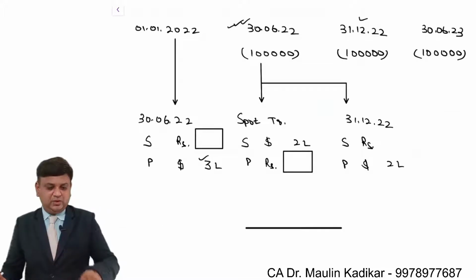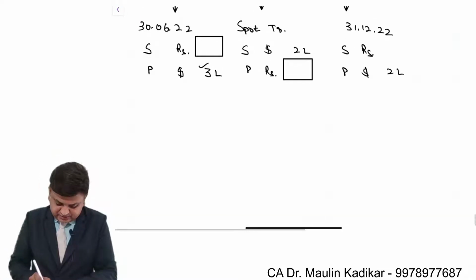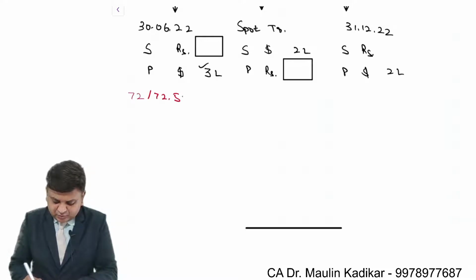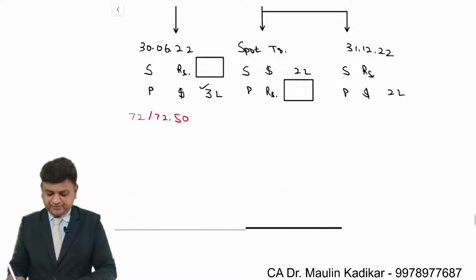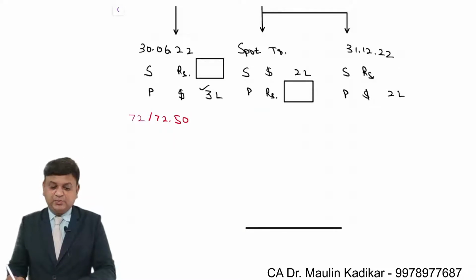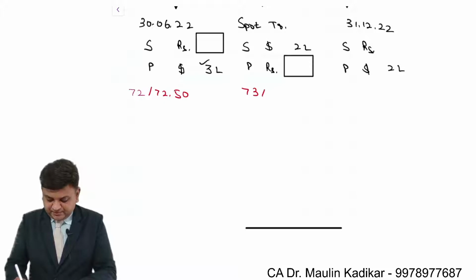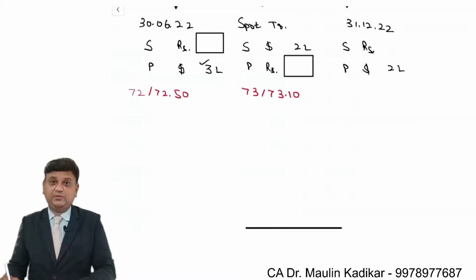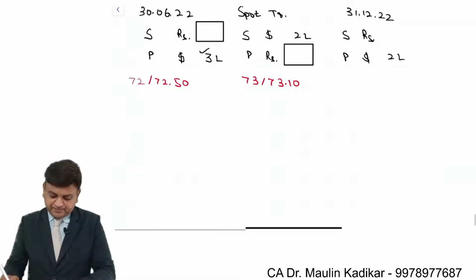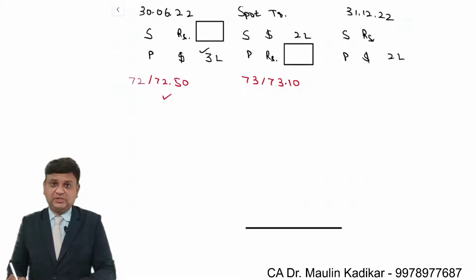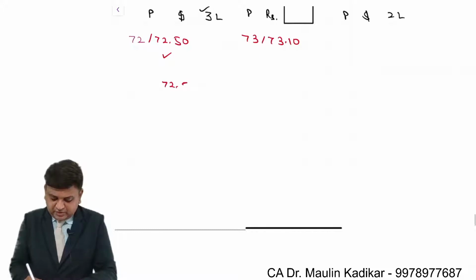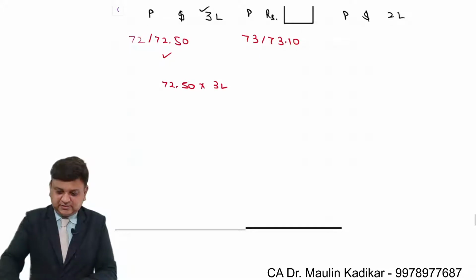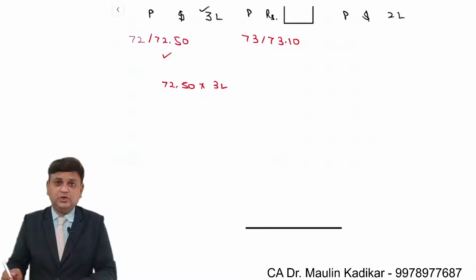Let us just check the calculation. Today the 6 month forward exchange rate is given to us as 72/72.5 rupees per dollar. At the end of the 6 months, the spot rate is 73/73.1 rupees per dollar. Now listen to me carefully. This is the rate at which you will purchase dollar. Yes. So 72.5 into 3 lakhs, so it is 217.5 lakhs.